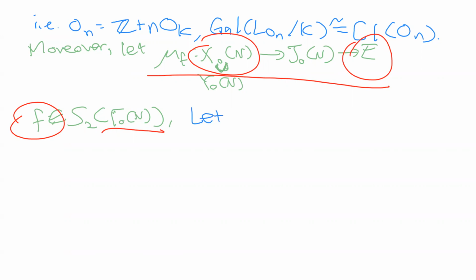Then we'll let c_{τ,n} denote the image of c_{τ,n}. We'll just use the same notation for simplicity. So this is actually a point on E.